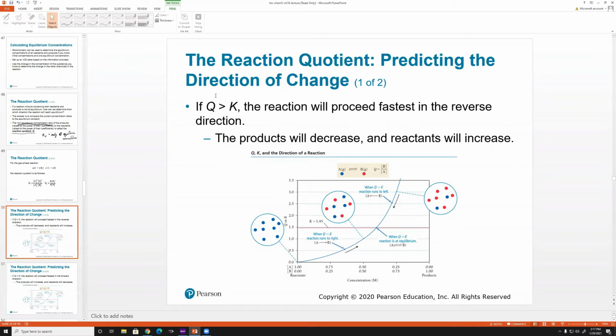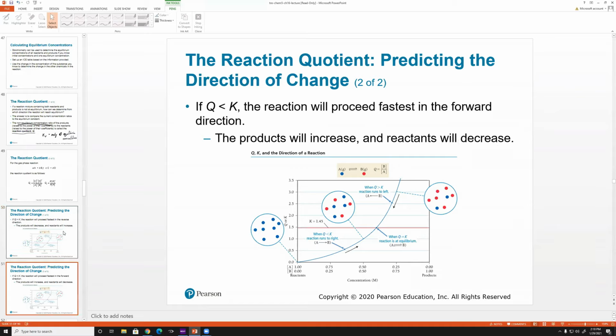So when Q is larger than K, think of it as a ratio of products over reactants. If Q is larger than K, this means there are too many products, and in order to get to its equilibrium K, it needs to get smaller. For it to get smaller, the reaction will proceed in the reverse direction. So Q, being larger than K, has more products. Thus, to reach equilibrium, it needs fewer products. The products will decrease and the reactants will increase, so the reverse reaction needs to increase.